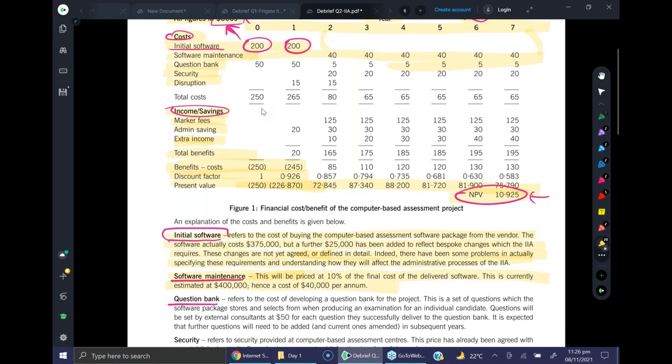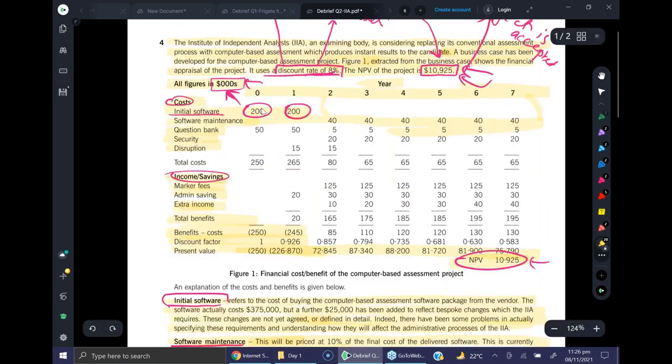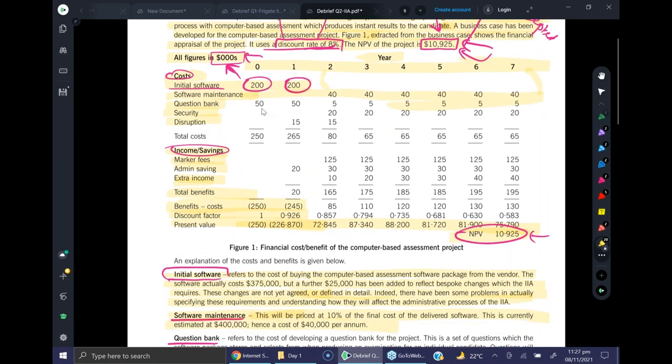So each cost element and income element needs to be discussed like this. There might be some things which are clear. There are few things which are not. So for example, just one more thing. Let's talk about the security here. Security, 20,000 each year. The fourth cost element, right?